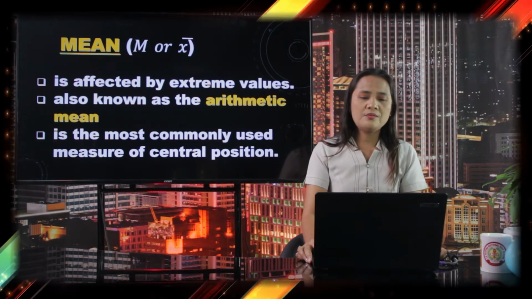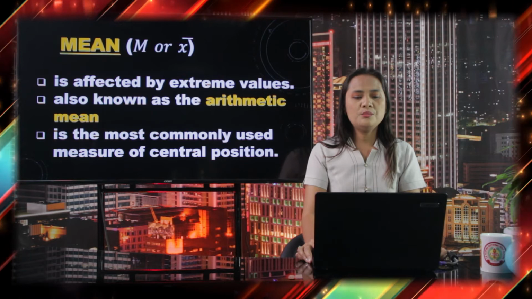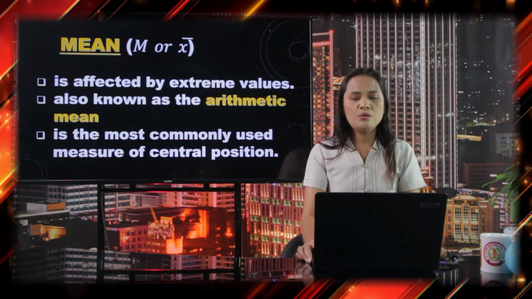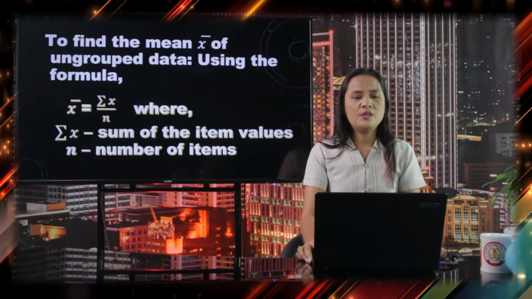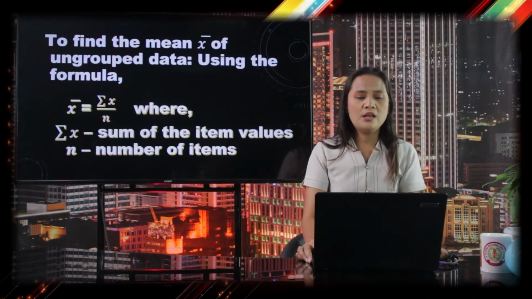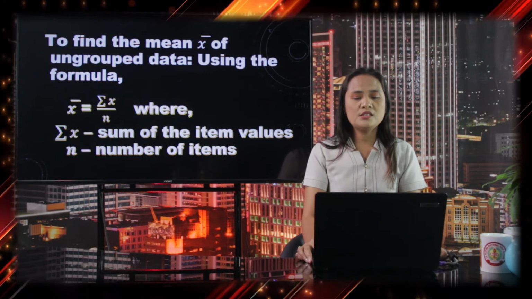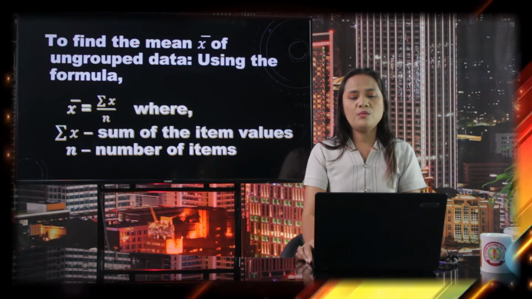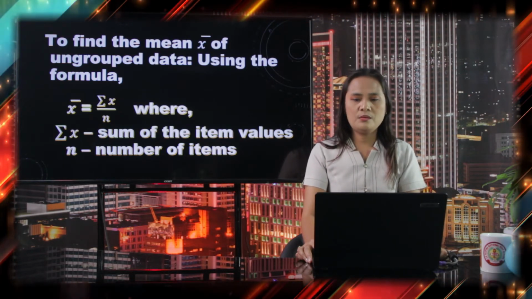Mean is also affected by extreme values, and is also known as the arithmetic mean. Mean is also the most commonly used measure of central position. To find the mean of ungrouped data, use the formula: mean is equal to summation of x over n, where summation of x is the sum of the item values, and n is the number of items.